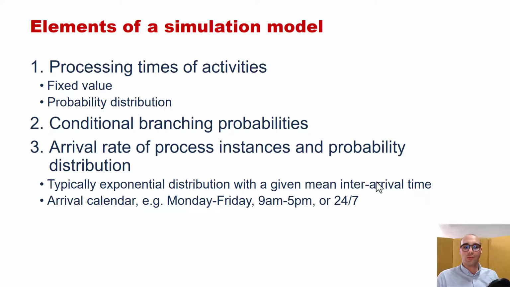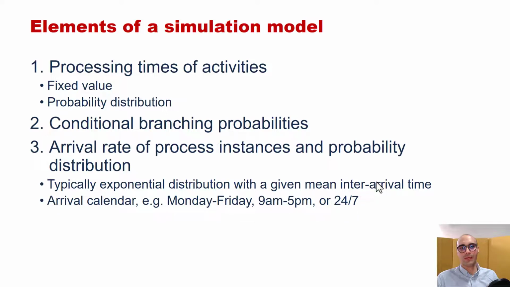The arrival rate of process instances and their probability distribution. So you need to calculate how many cases you have and what the inter-arrival rate is. What is the time between two consecutive cases arriving into your system. Also, you need to consider the calendar for the arrival of cases. Sometimes cases arrive on Monday more than on Friday, because of that, we can just bring the exponential distribution to represent that behavior. So you need also to set the arrival rate.